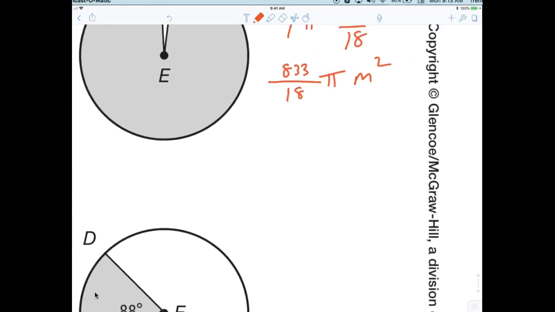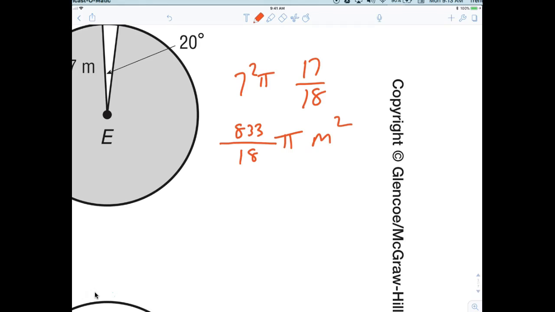Now, how do I know? This is something else I'd like to review with you. Why do I know I can't reduce the 7 squared times 17 and the 18? Because they're both prime. You're correct, but it doesn't mean that just because they're prime, they can't be reduced. There are prime numbers that can be reduced, like 7 is prime, but that goes into 56. So, again, how do I know I'm not going to be reducing? There's no common factor.